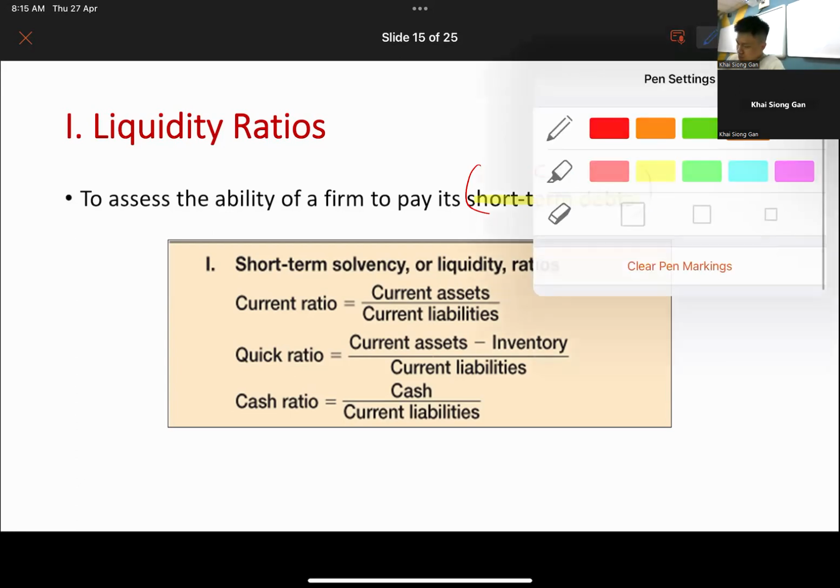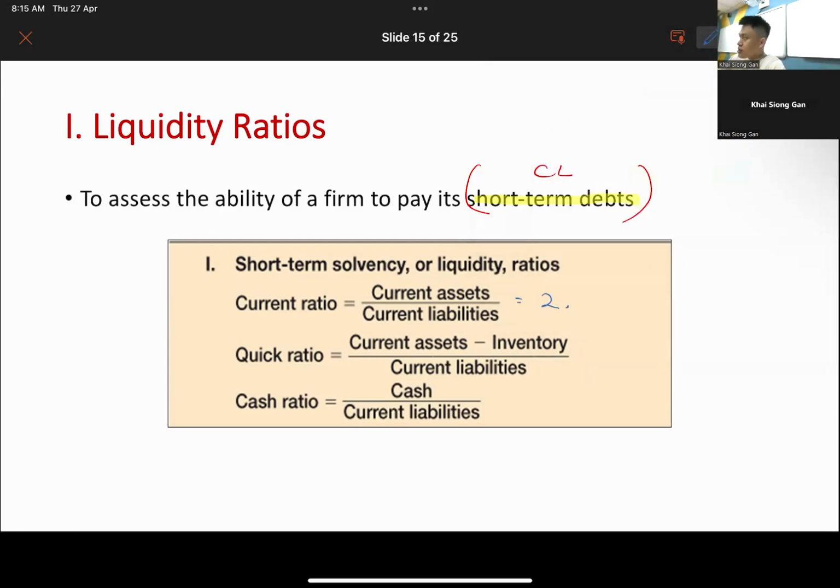For example, if you get the answer of 2, what does that mean? That means you have current assets worth 2 million to pay for 1 million of current liabilities. So you have 2 million worth of current assets to pay 1 million of current liabilities, which is good.